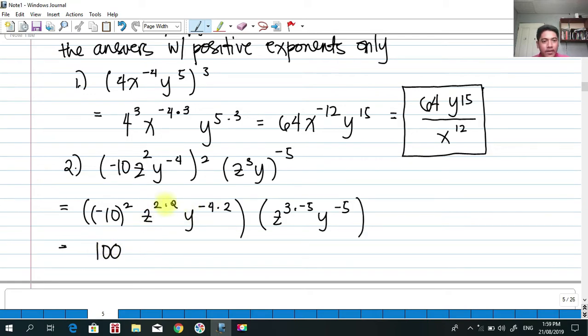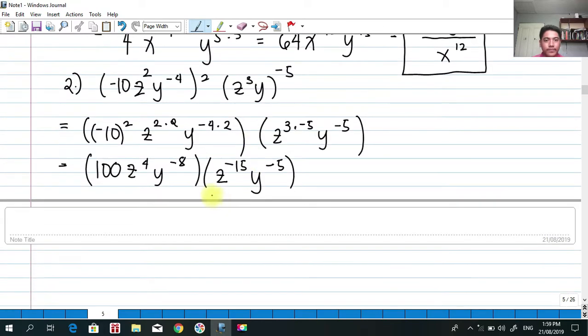Z raised to 2 times 2, which is 4. Y raised to negative 4 times 2, that's negative 8. Okay, that's the first expression. Second expression, we have z raised to 3 times negative 5 is negative 15, y raised to negative 5.